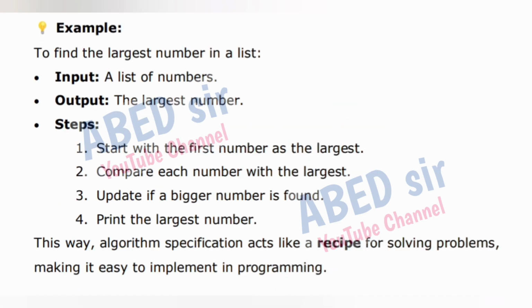Example: to find the largest number in a list. Input, a list of numbers. Output, the largest number. Steps: 1. Start with the first number as the largest. 2. Compare each number with the largest. 3. Update if a bigger number is found. 4. Print the largest number. This way, algorithm specification acts like a recipe for solving problems, making it easy to implement in programming.